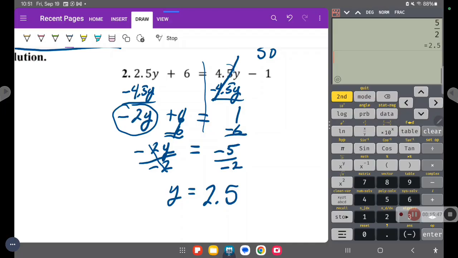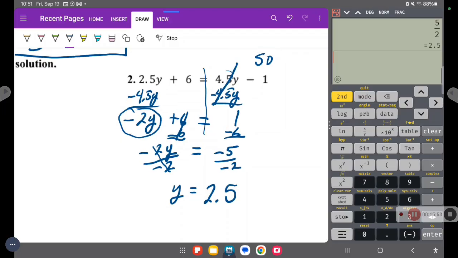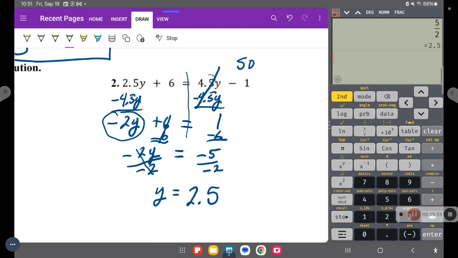My hand hurts. I got that right. Good job. Yes, I got 3.5. I got 3.5 too. So the reason you got 3.5 is because you added 1 and 6 and got 7 right there. So 7 divided by 2 is 3.5.